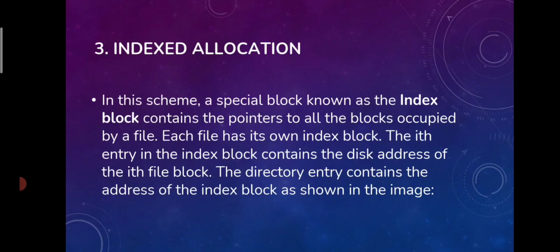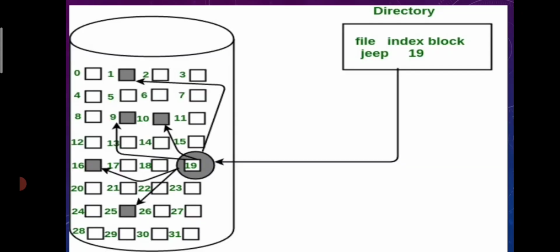Let's see the third one, index allocation. In this scheme, a special block known as the index block contains the pointers to all the blocks occupied by the file. I can explain this one. A particular block is considered as the index, and the addresses of all the other blocks are stored in this index. Let's see by looking at the picture. As you can see here, 19 is the index, and the remaining memory locations are where the data is stored. So this is how index allocation works.